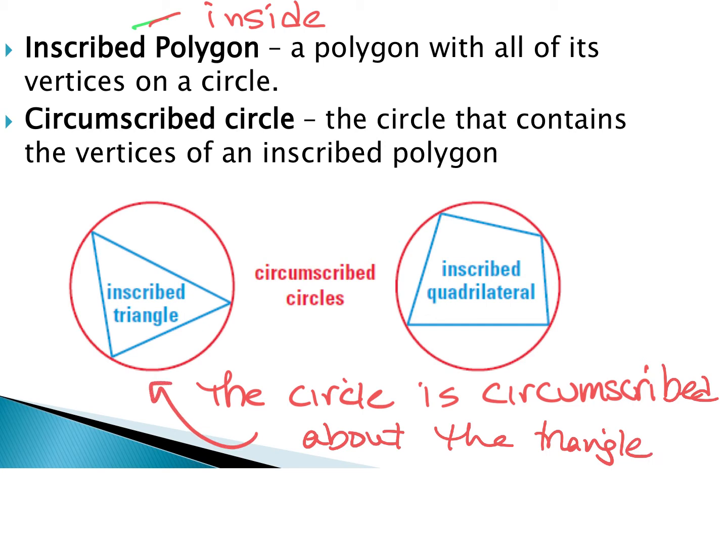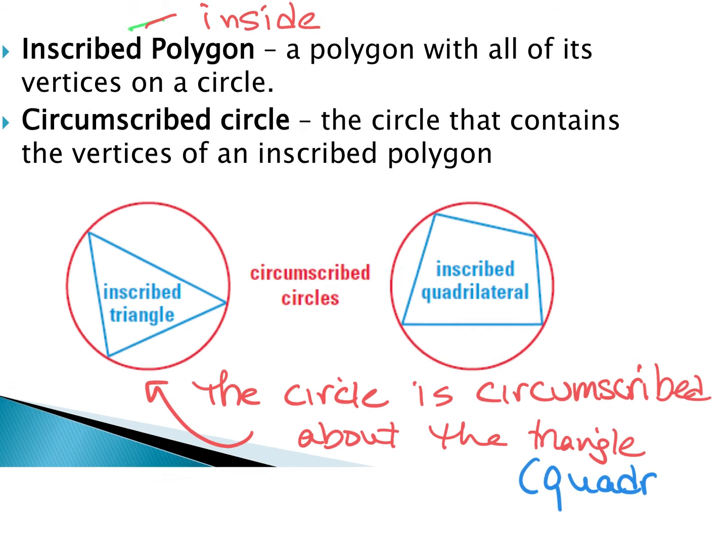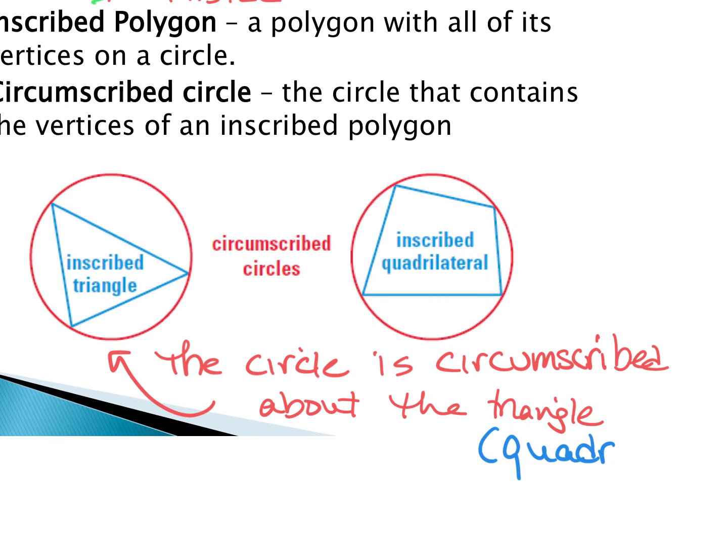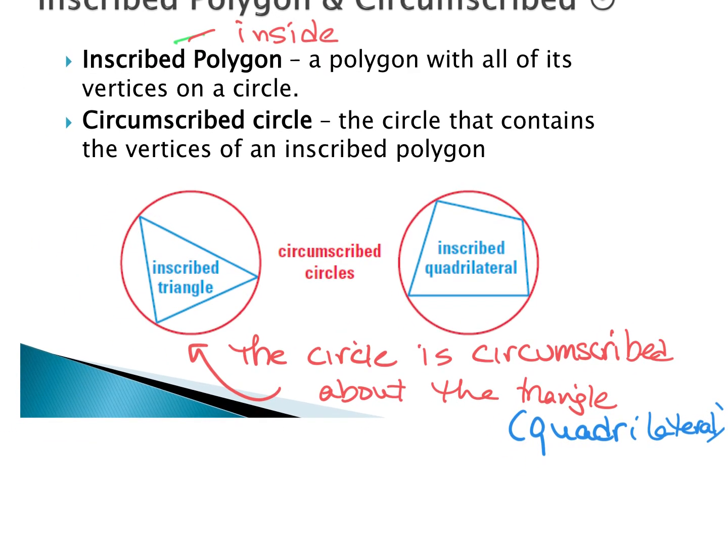And then, or you could change the last word here, and it would be referring to the picture on the right. You could say the circle is circumscribed about the quadrilateral. Either way. Or if you use the word triangle, you would say it's an inscribed triangle.